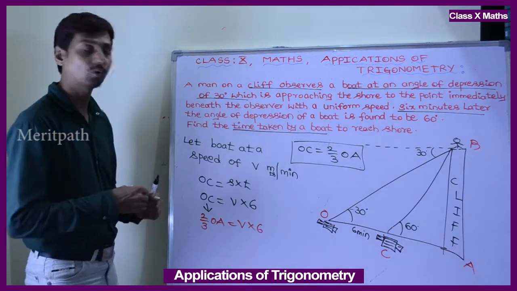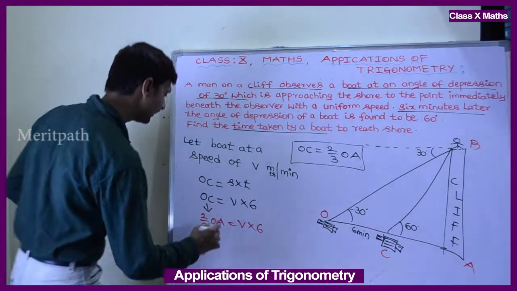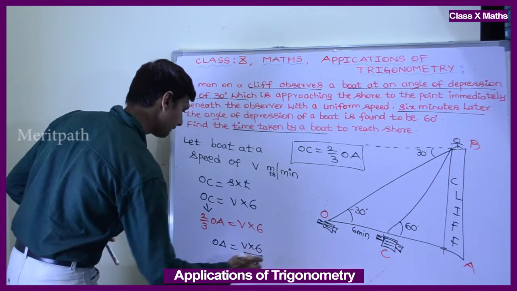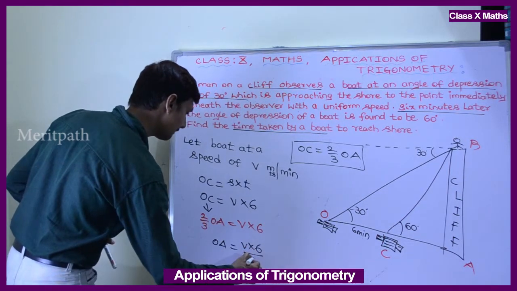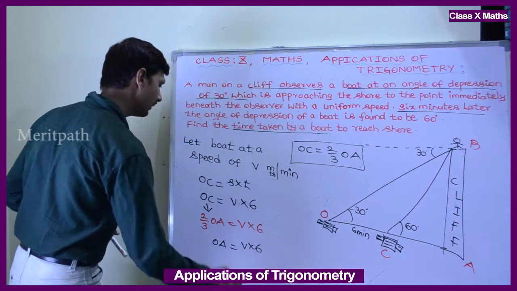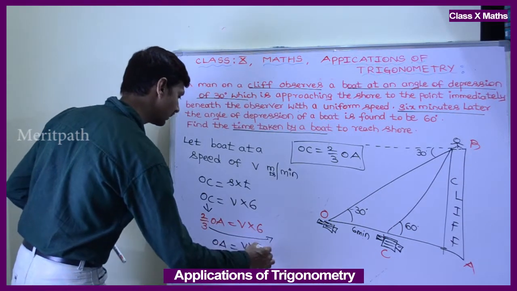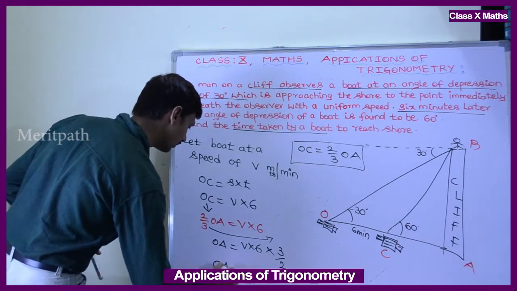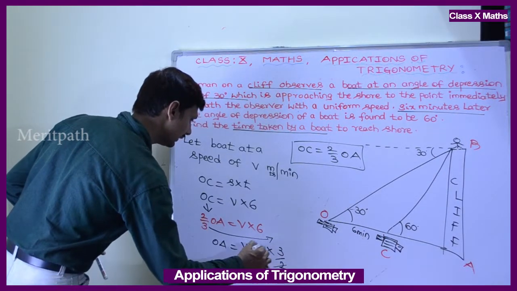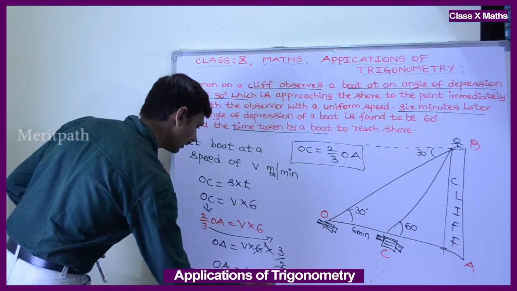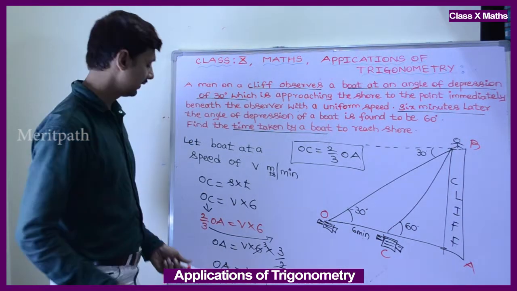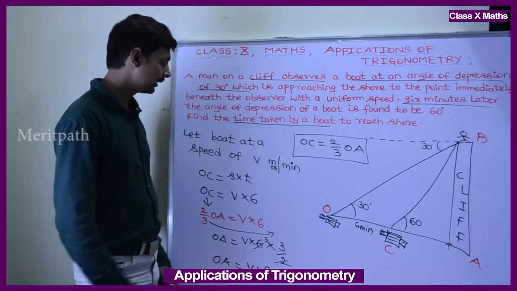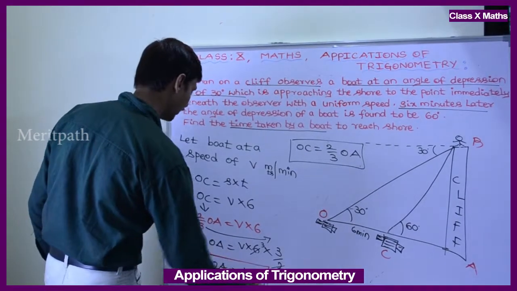So let us find out OA here. OA is equal to V into 6 divided by 2 by 3. Sorry, when we transpose this 2 by 3 to this side, it becomes 3 by 2. So OA is equal to, when we cancel, V into 9. So we got OA is equal to V into 9.